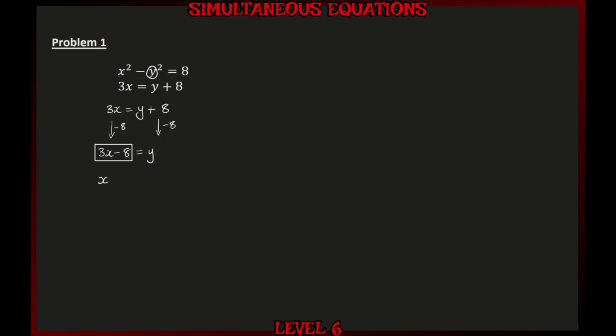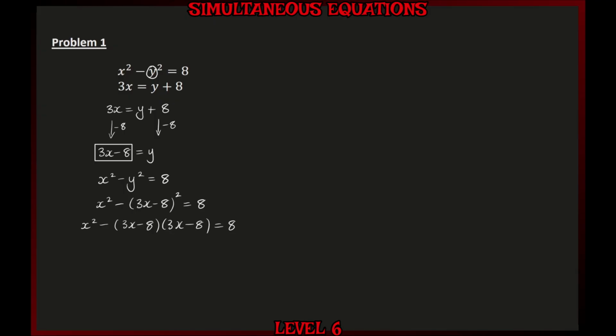So the first equation, x squared minus y squared is equal to 8, becomes x squared minus, and then in brackets we have 3x minus 8, because that's what we're substituting y for, squared is equal to 8. We now have an equation that's just in terms of x, so we can hopefully expand, simplify and solve to find the values of x. So firstly, we're going to deal with the bracket that's being squared. So we have x squared minus, and to square this bracket I'm going to write it out twice, so it's being multiplied by itself. So we have 3x minus 8 times 3x minus 8 is equal to 8.